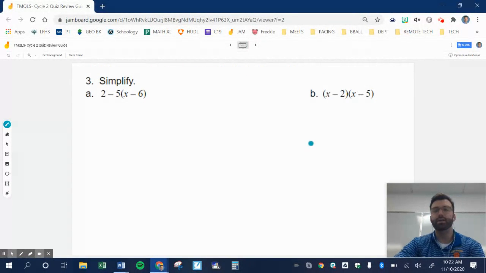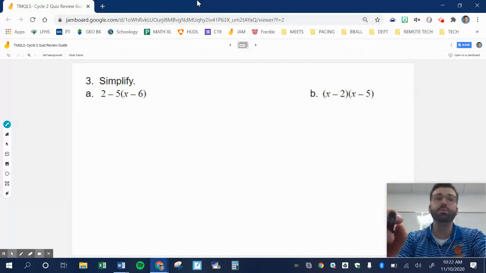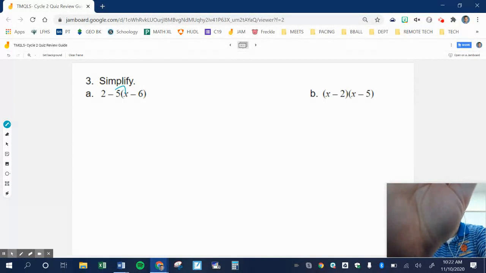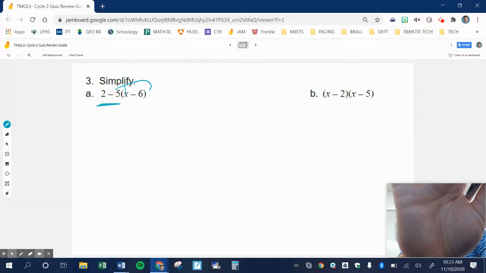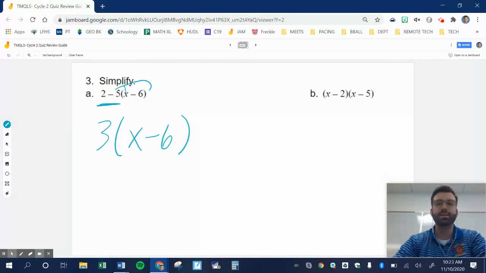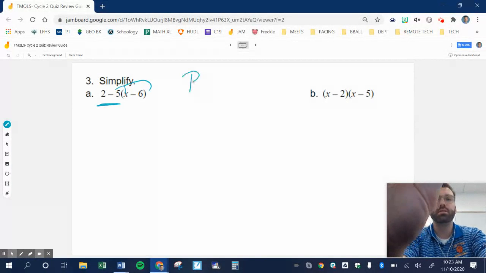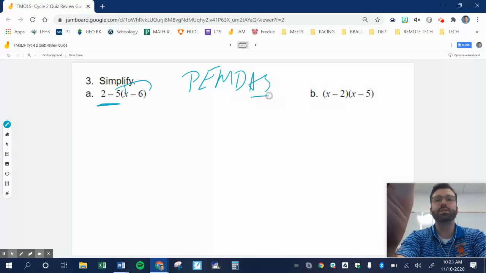All right, let's try these next 2. Simplify. So all we need to do is distribute. Distribute this -5 because it's attached to the parentheses. Now, a common mistake right away would be to do 2 minus 5 and get 3 times x minus 6. Unfortunately, that's not correct. Order of operations: I'm going to do subtraction and addition last. So I would do this last.